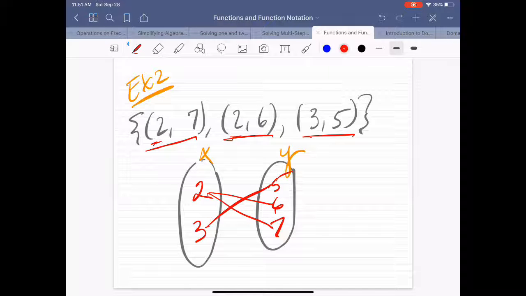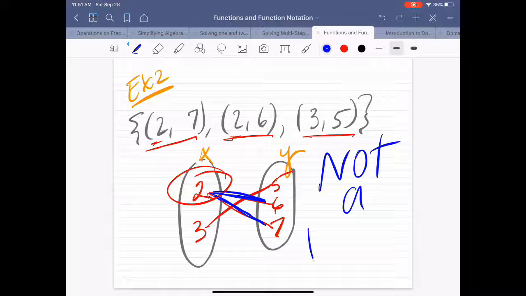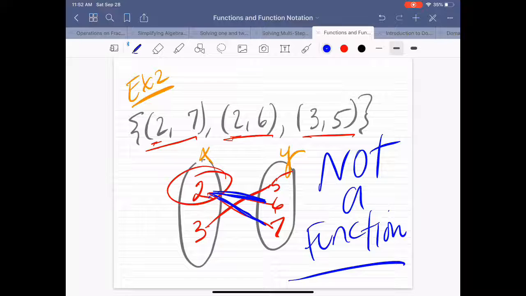So is it a function or not? Notice that this x value, x equals 2, is paired with 2 y values. Therefore, this right here is not a function. And some of you like doing it this way. Notice that the x repeated at the beginning, so therefore not a function.